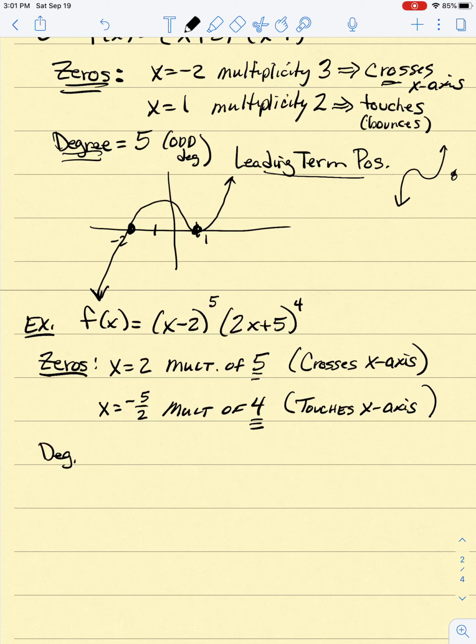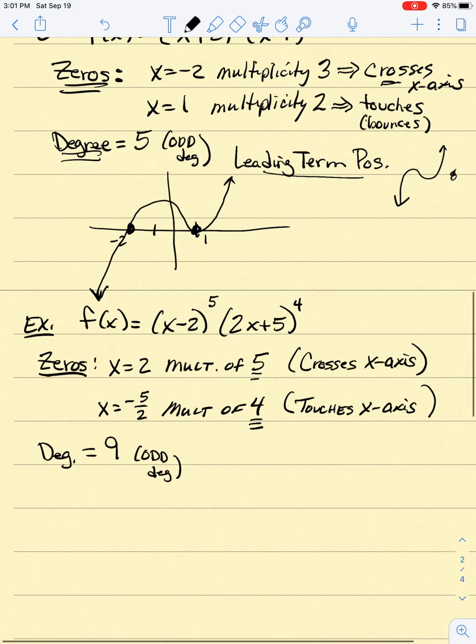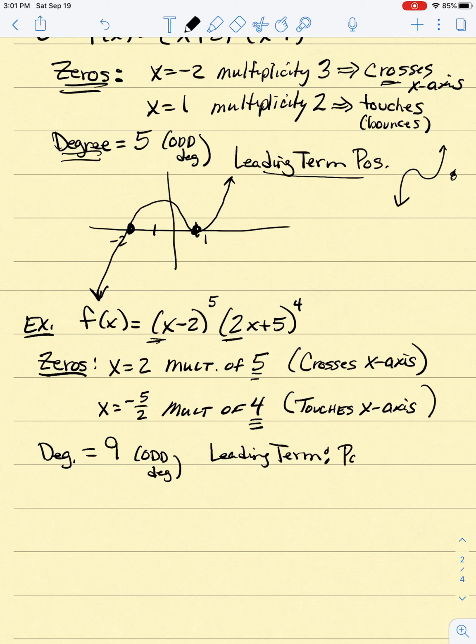The degree of this polynomial is going to be 9. It is odd, so we have an odd degree. What do you know about the leading term? Okay, if you look at the leading term, I'm kind of combining lots of ideas from the previous video with this one. Again, you're looking here, when you multiply things, it's going to be a positive. So we are positive, odd, so we know the general shape of our graph.